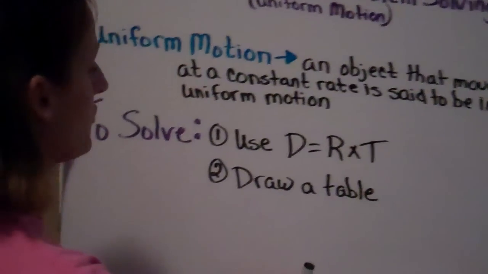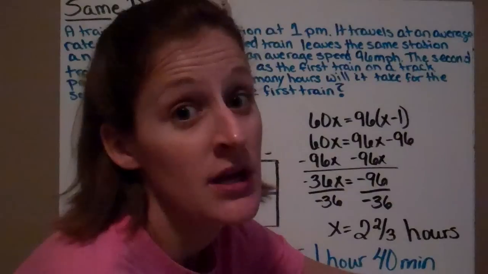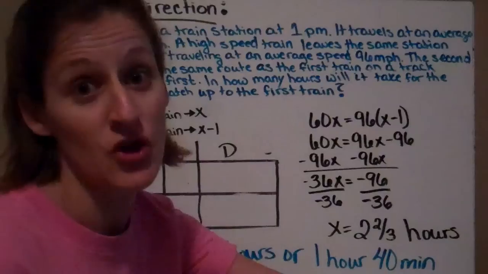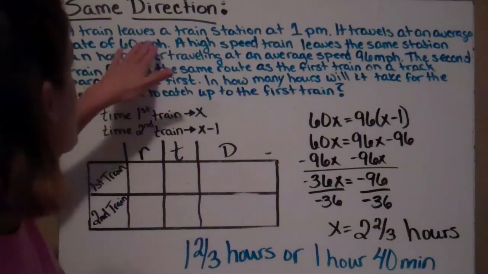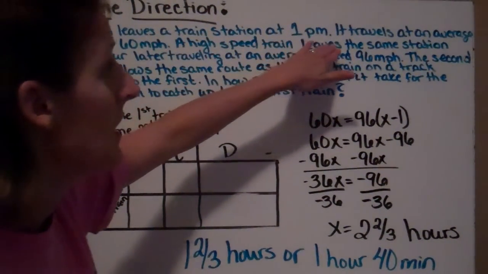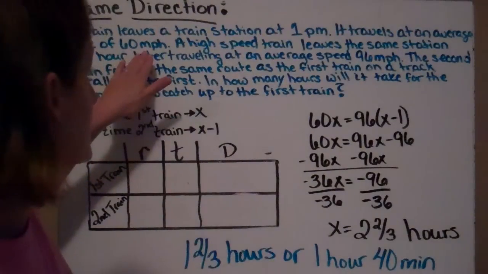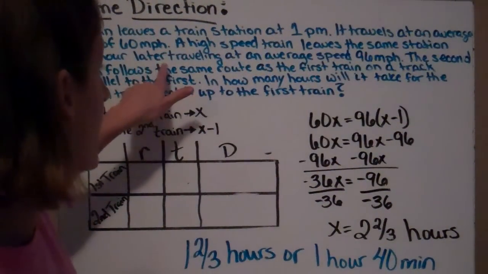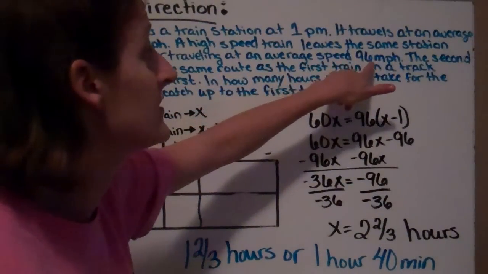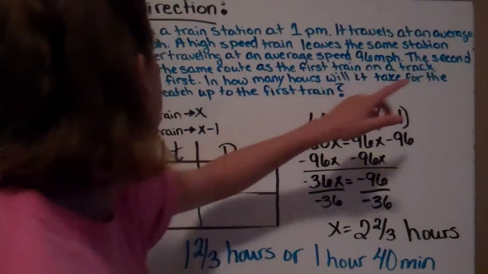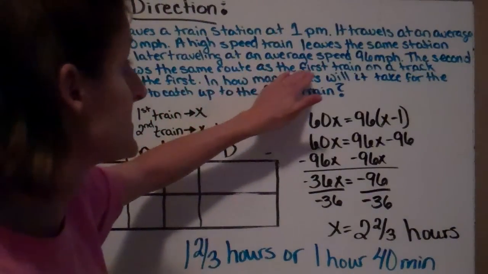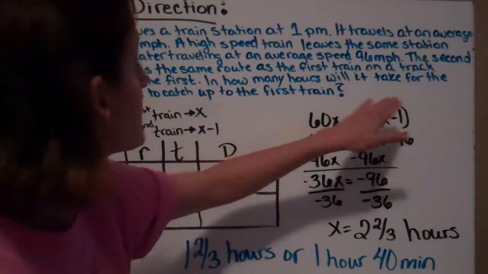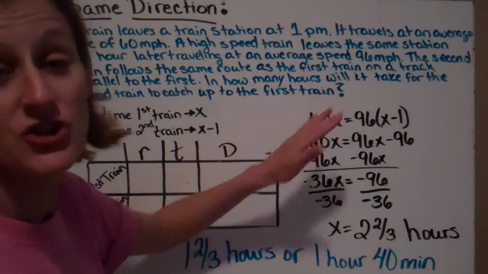So for the first one, we're going to take a look at same direction, meaning when two objects are going to the same point. They both start at point A and they both go to point B. Now this says a train leaves the train station at 1 p.m. It travels at an average rate of 60 miles per hour. A high-speed train leaves the same station an hour later, traveling at an average speed of 96 miles per hour. The second train follows the same route as the first on a track parallel to the first. And how many hours will it take for the second train to catch up to the first train?